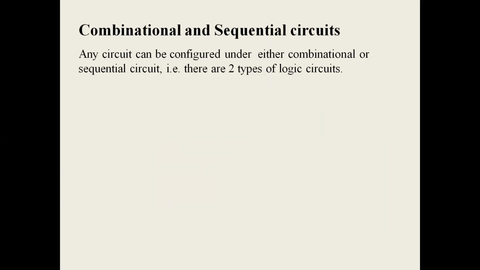So in the previous lecture, we talked about the simplification of the Boolean expressions using K-map. Now we are going to talk about the combinational circuit, but at the beginning, let us try to get an idea about the two different kinds of logical circuits, that is, the combinational and the sequential circuit. Any circuit can be configured under either combinational or sequential circuit. That is, there are actually two types of logic circuits.